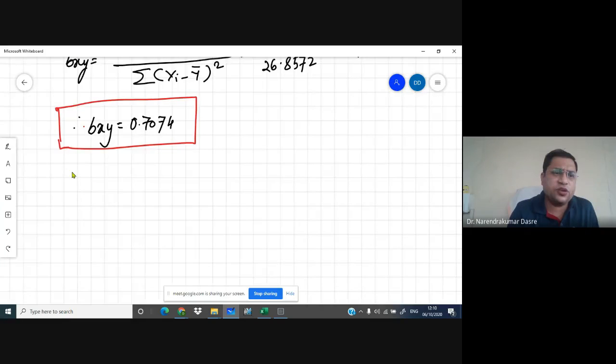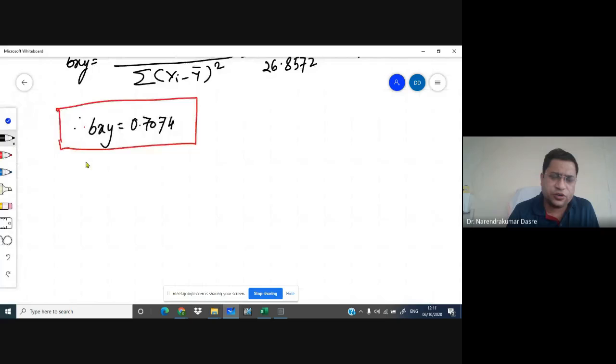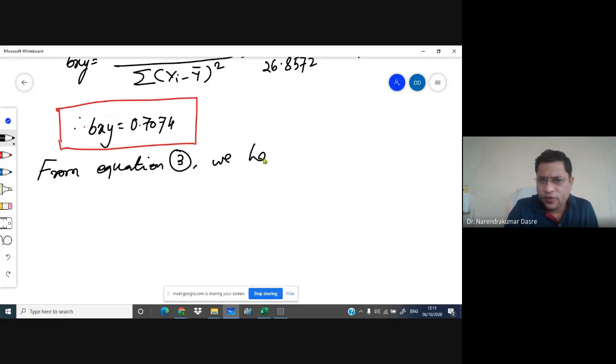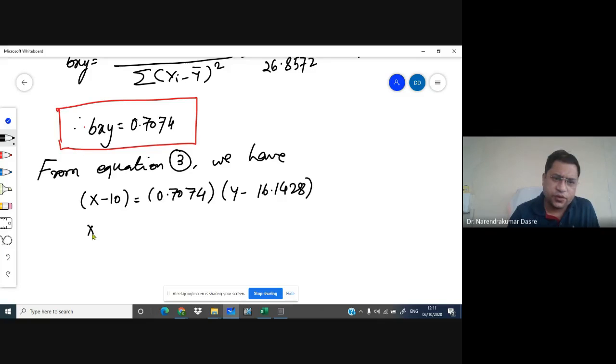And now, if I know the value of bxy, I know how to calculate the line of regression. So from equation 3, we have x minus 10 is equal to 0.7074 times y minus y bar, and y bar is 16.1428.